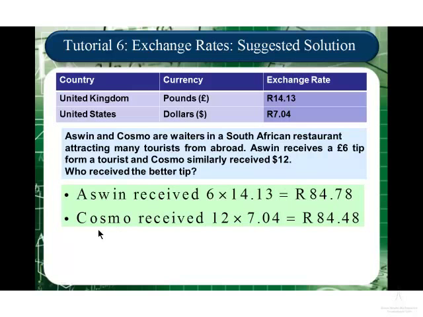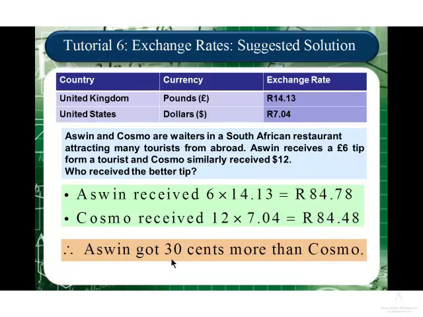If you look at the tip that was received by Cosmo, he received $12, and we know the exchange rate in rand terms is given in the table as 7 rand and 4 cents for each dollar. So we have to multiply that with the $12, and in this case we see that Cosmo received 84 rand and 48 cents. Clearly, Ashwin received 30 cents more than Cosmo in this particular case.